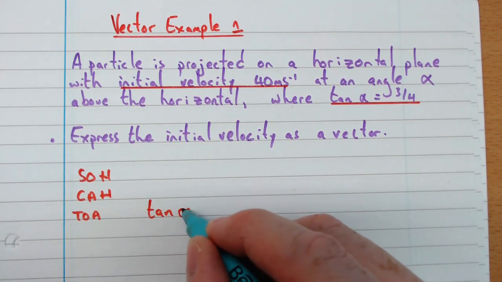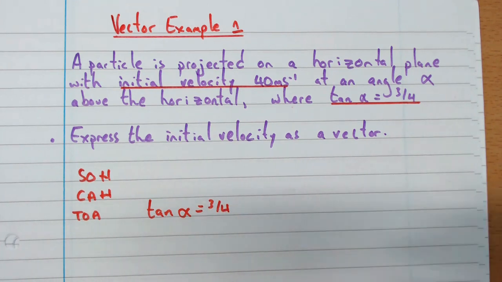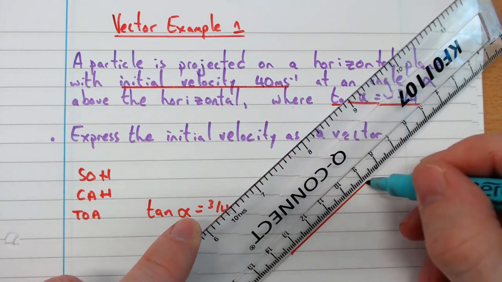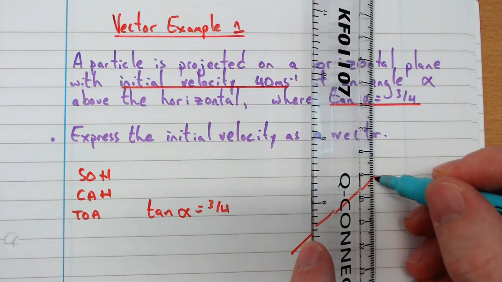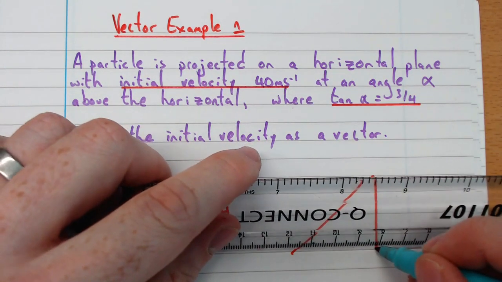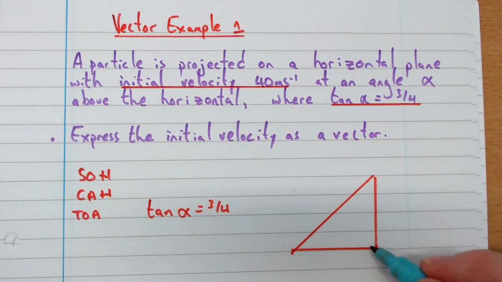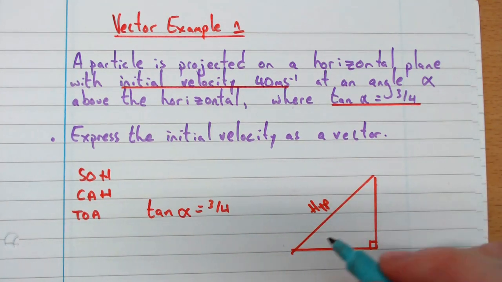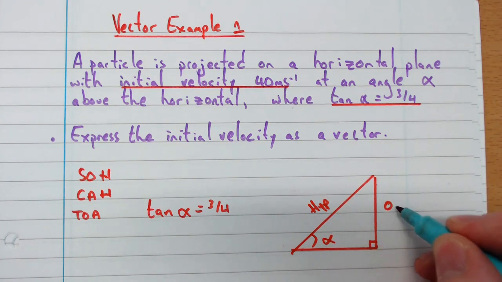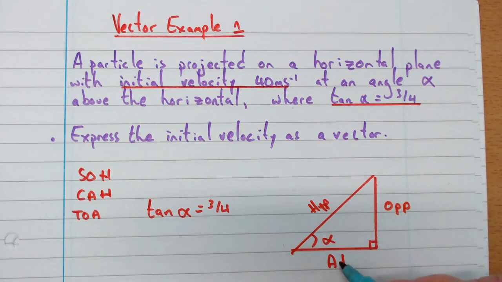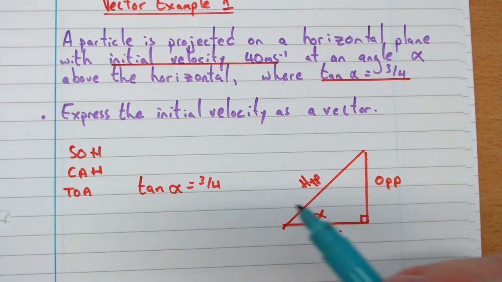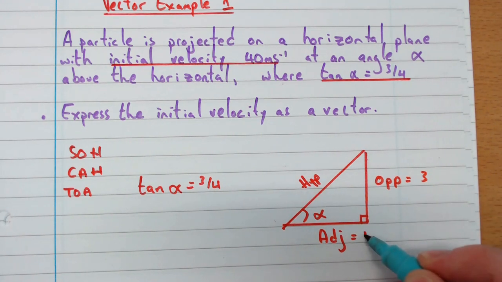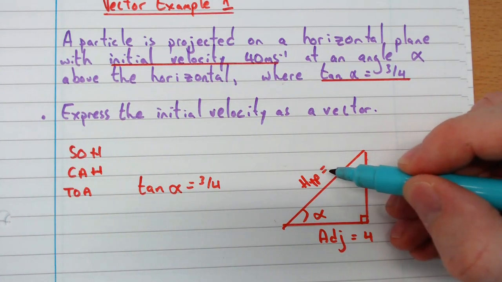Now, if tan alpha equals 3/4, we draw a right-angled triangle, as I'm doing here. The 3/4 can be broken up into 3 and 4. Since tan is opposite over adjacent, that we can see in TOA, the opposite side of this triangle measures 3, and the adjacent side measures 4. We can use Pythagoras' theorem to work out the hypotenuse, but hopefully, as A-level students, it should be obvious. It should be 5. I'm just jotting it in there, 5.